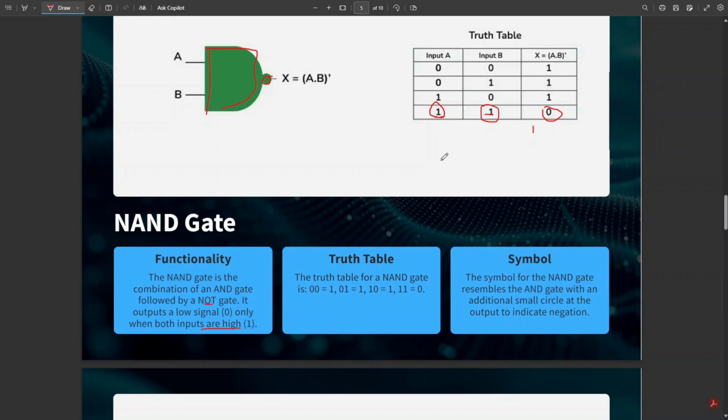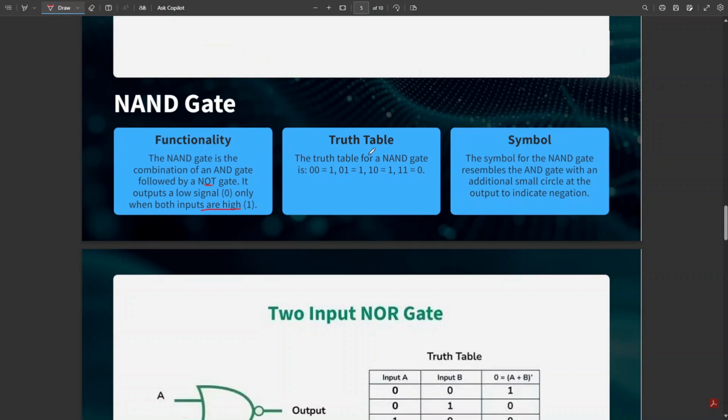And like we discussed, the NAND gate resembles exactly the AND gate with a small addition of a circle at the output. This is the output, right? The small addition of a circle right here to indicate the negation or inversion, whatever we want to call it.